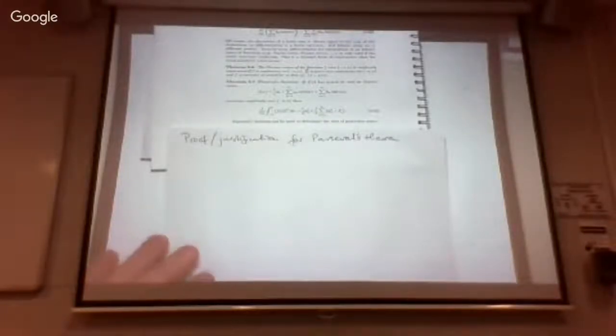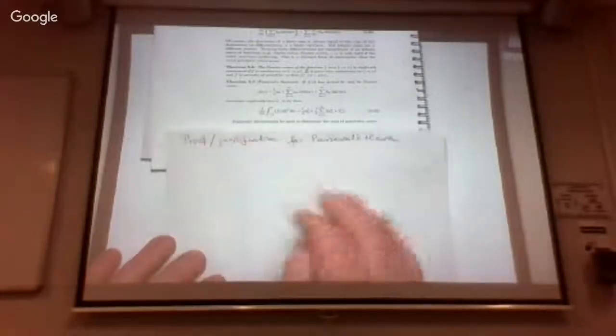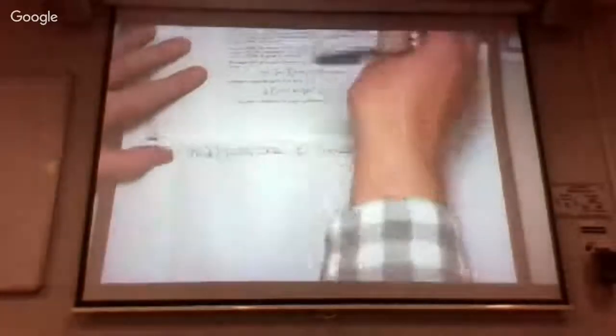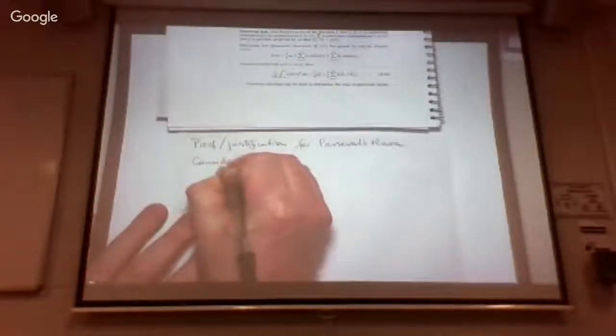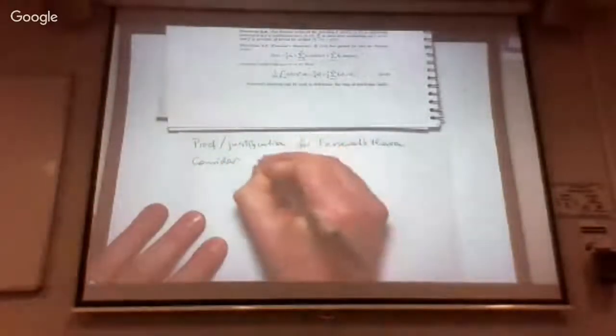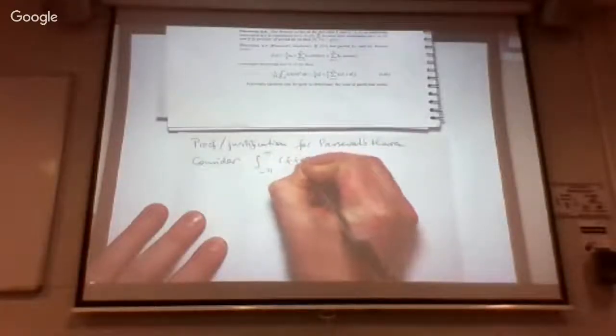So if we look at this integral on the left-hand side, we're going to consider the integral from minus pi to pi of the square of f of x.